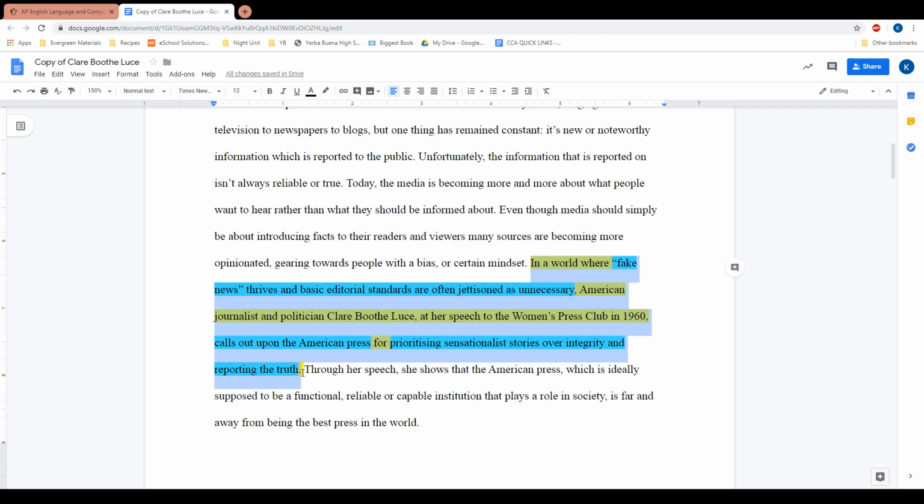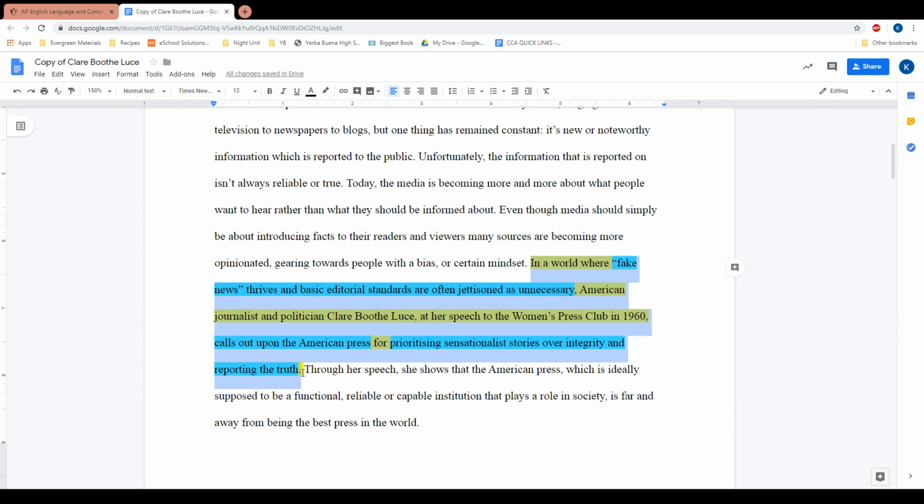In a world where fake news thrives and basic editorial standards are often jettisoned as unnecessary, American journalist and politician Claire Booth Luce, at her speech to the Women's Press Club in 1960, calls out upon the American press for prioritizing sensationalist news over integrity and reporting the truth.